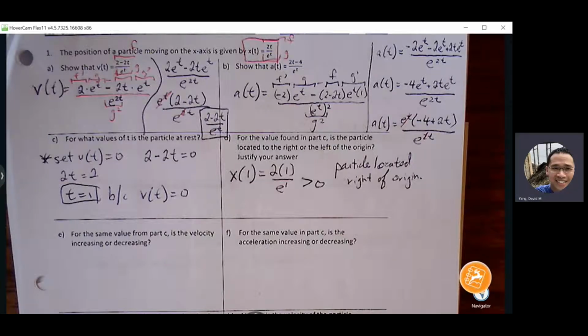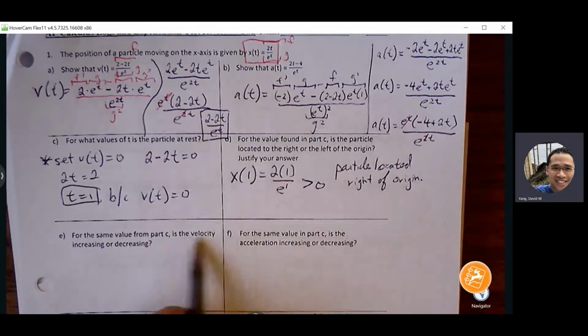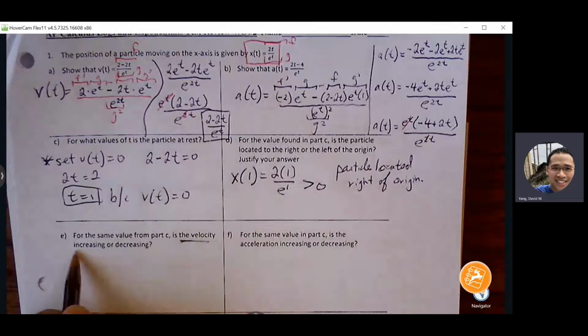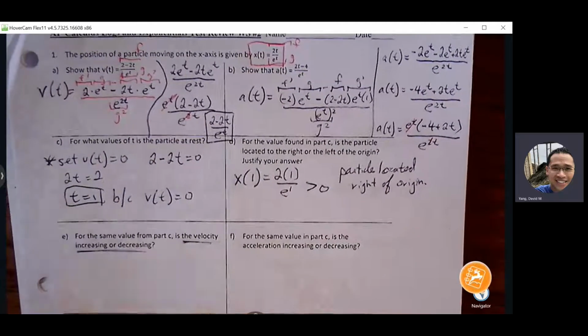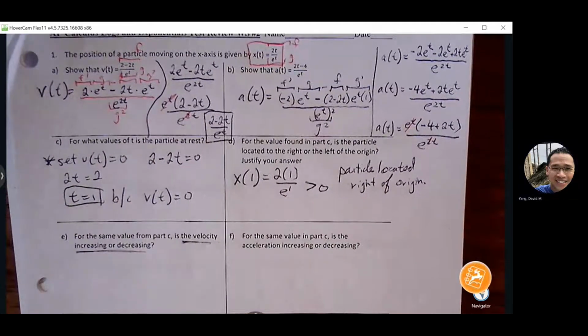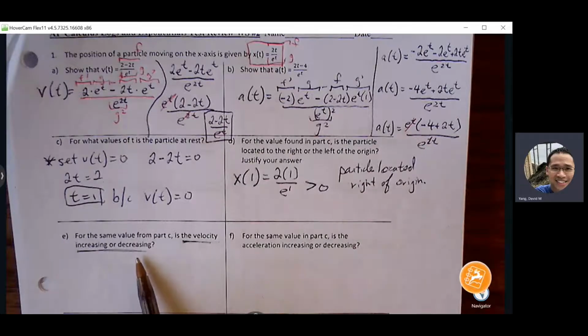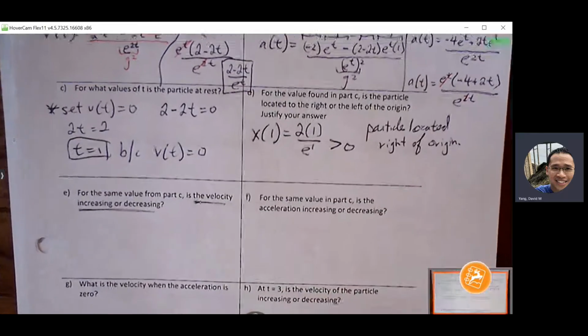Okay, next part, part E. For the same value from part C, is the velocity increasing or decreasing? So do you guys remember from chapter 2, how do we interpret velocity increasing or decreasing? Good, acceleration, right? We don't look at velocity. We don't compare signs between velocity and acceleration. This is just acceleration. So let me talk about why that's the case.